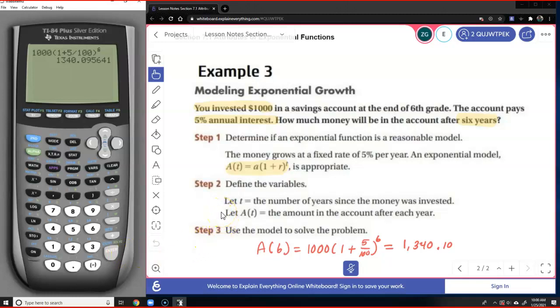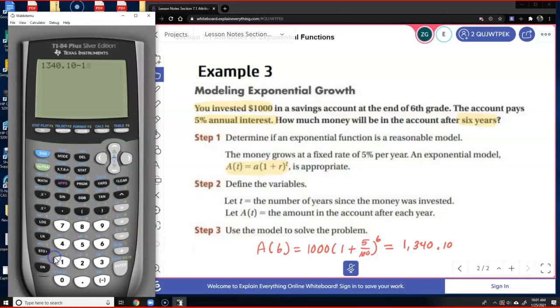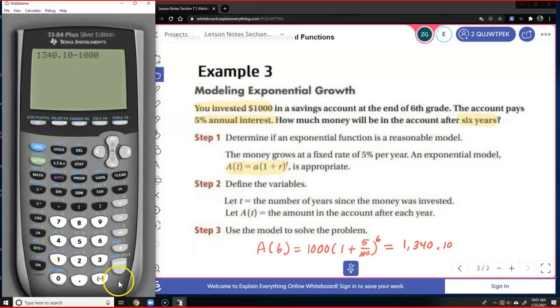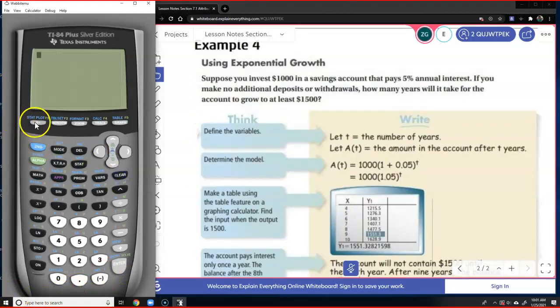So you've earned interest. If you subtract, you've earned an interest. Oh, my mistake. I subtracted 100. So you've earned $340 in interest. How did I get that? 1,340.10 minus 1,000. And that's $340.10. In this example, what I did with the class, I just explained how to solve it.